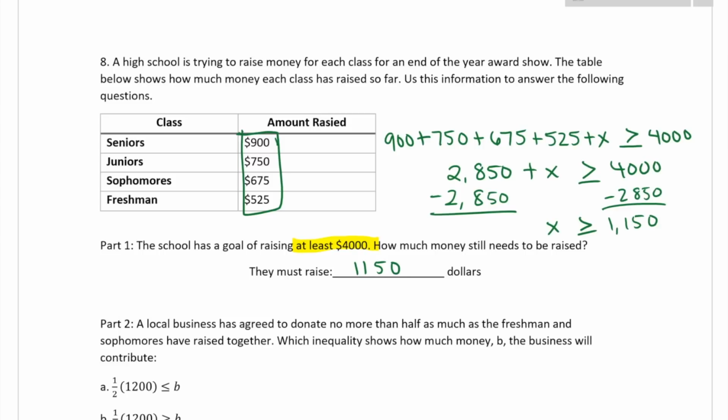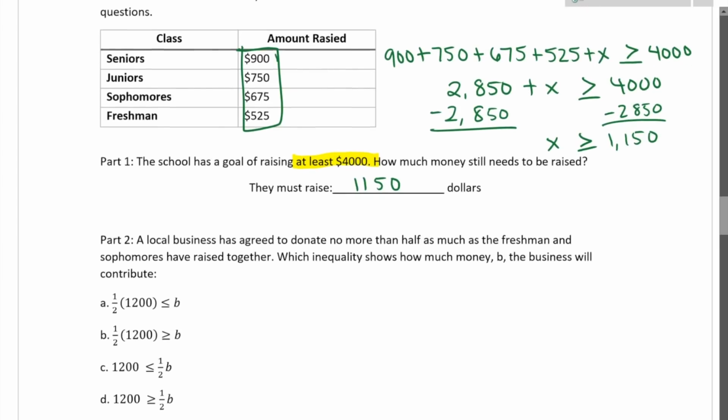All right. Let's go to part 2. A local business has agreed to donate no more than half as much as the freshmen and sophomores have raised together. Which inequality shows how much money B, the business, will contribute? So first off, we need to figure out how much money the sophomores and the freshmen have raised.